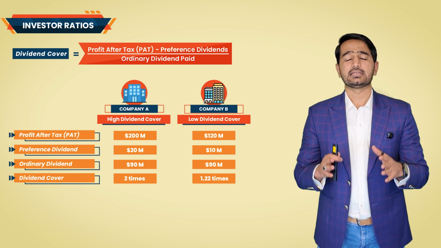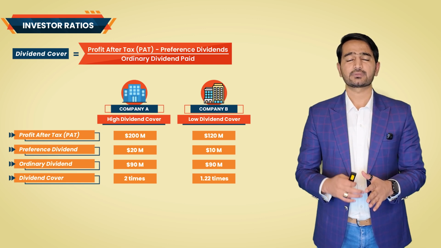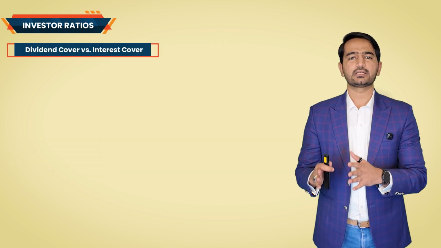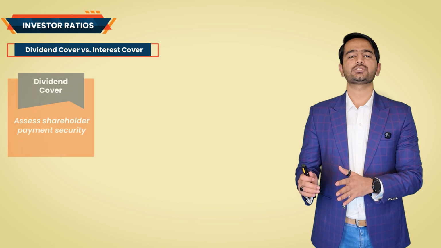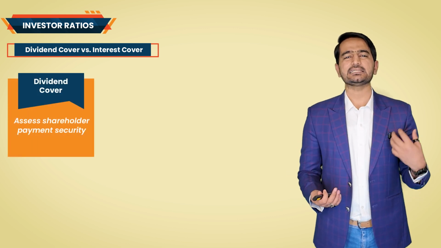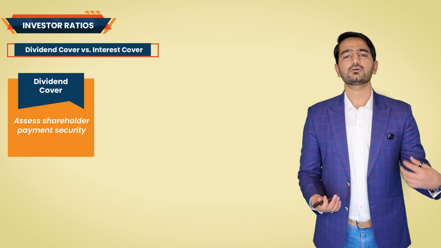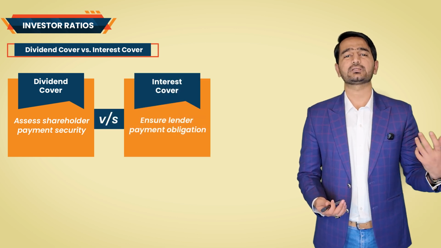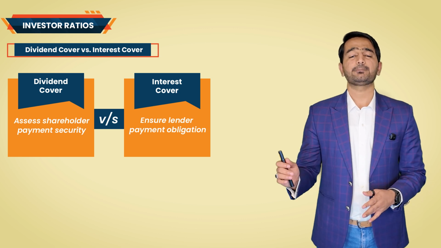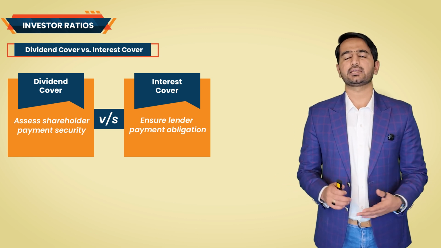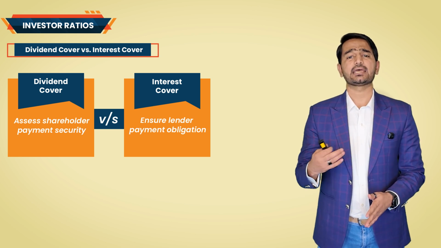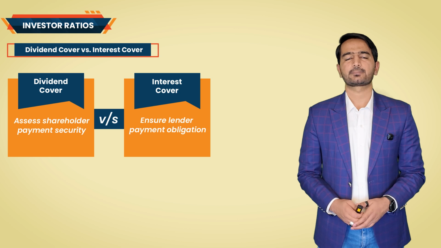My friends, dividend cover for shareholder is similar to interest cover for lender. Dividend cover measures how secure dividend payments are for the shareholders, just like the interest cover measures how secure interest payments are for the lenders. The key difference is that the company must pay interest to the lenders, but dividends are discretionary. They can be cut if needed.